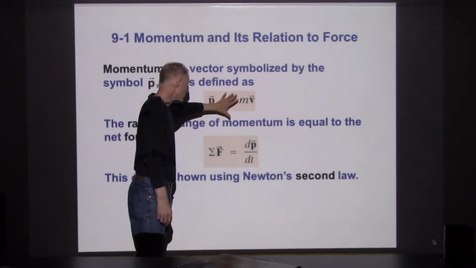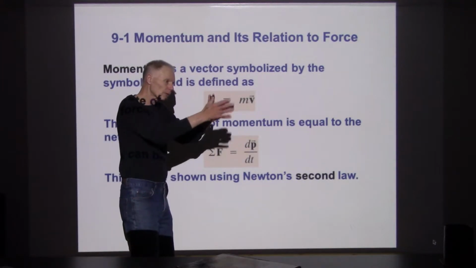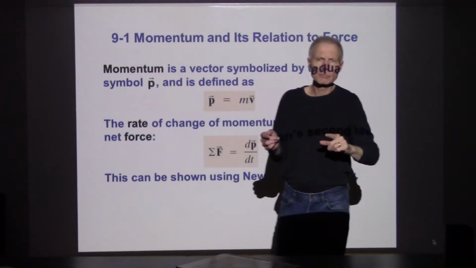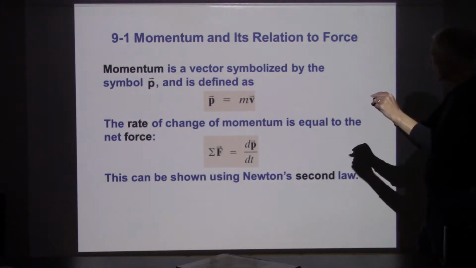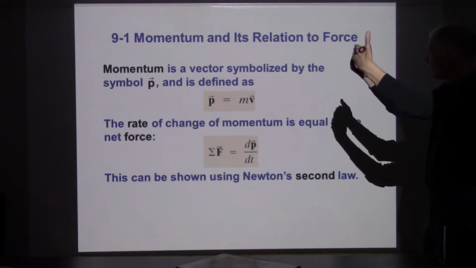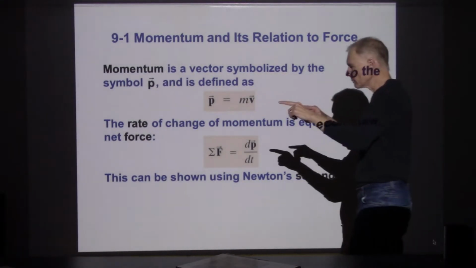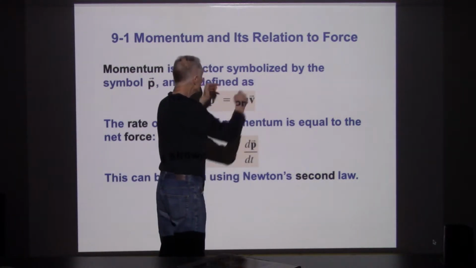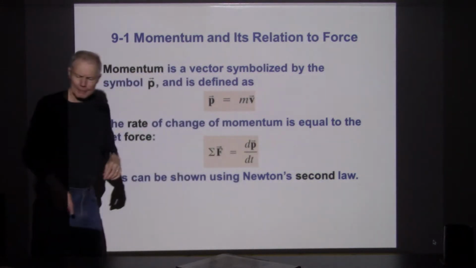Now, since they're vectors, that means component for component, there's going to be XYZ components of momentum, and there's going to be XYZ components of velocity, and they're going to line up. So the X momentum depends on the mass times the X velocity, and so forth.